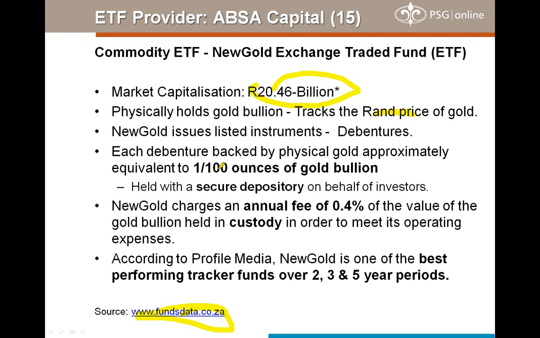Obviously, the disadvantage is you're not getting any dividends, you're not getting any interest as such. There is a cost involved. There's an annual fee of 0.4%, obviously for that safe custody. It's also interesting to note that New Gold is considered one of the best performing tracker funds over the last 2, 3, and 5 year periods. So I believe that this should be a part of anybody's investment portfolio, allocate a certain percentage to gold. So those are opportunities.